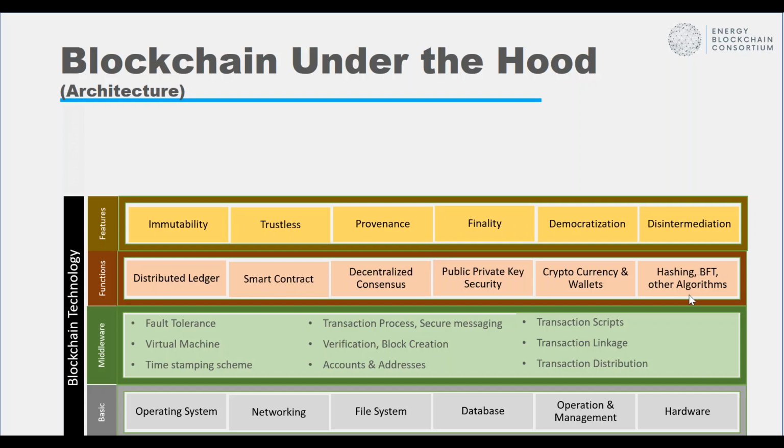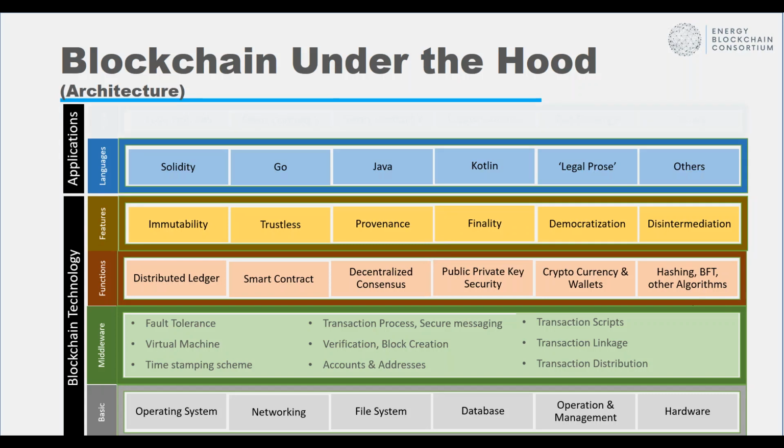All right. So now, what else do we have? These blockchains also have the language, a way to create some business logic. We have languages like Solidity, Go, Java, Kotlin, a very interesting thing called Legal Prose that R3 Corda has. And there are other languages as well. Languages that people use to create the business logic, for example, to create a smart contract.